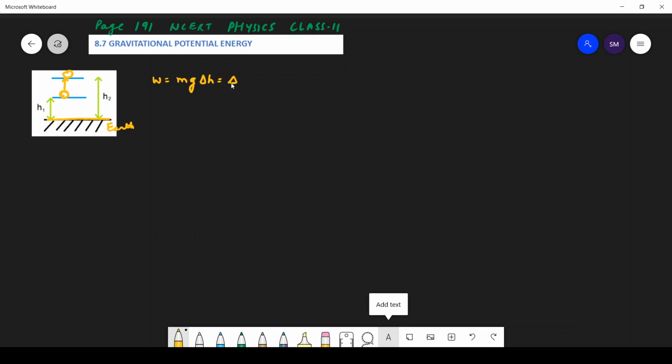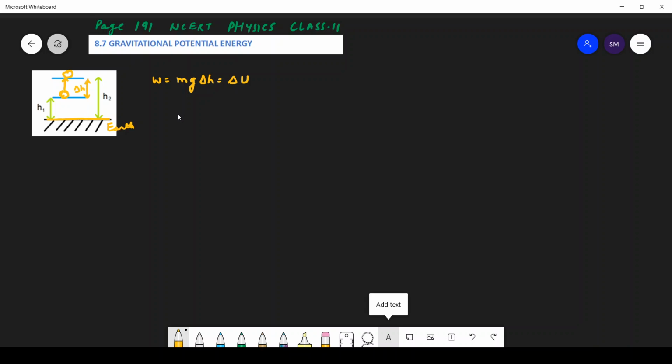So this is the change in potential energy, right? And that is equal to the work done. And what's this delta h? Delta h is of course h2 minus h1, the change in height. So due to this change in height, you have lifted this mass m against the gravitational pull of the Earth. So this is the work done by the external force in lifting the mass m from h1 to h2. So that's the change in potential energy of the object.